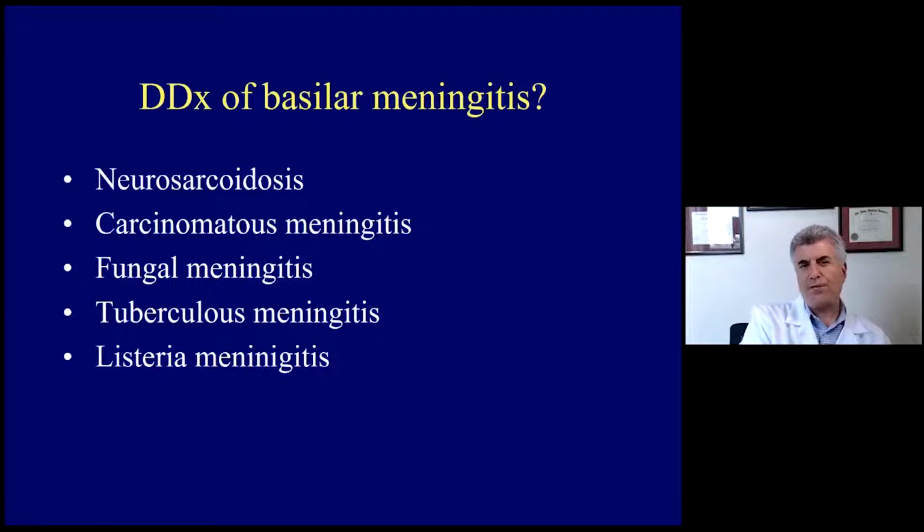And this shows you the differential diagnosis of a basilar meningitis. Neurosarcoidosis is on the differential. You can have carcinomatous meningitis from cancer, fungal meningitis, as we've mentioned already, tuberculous meningitis, which we've mentioned, and Listeria meningitis. Listeria typically shows more micro abscesses, so it really tends to look a little different.